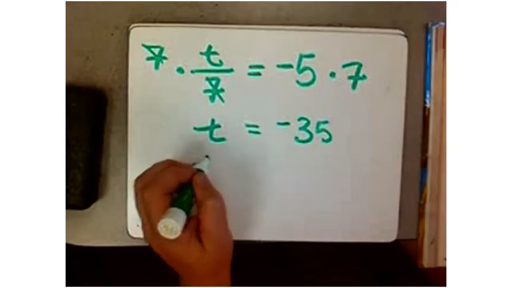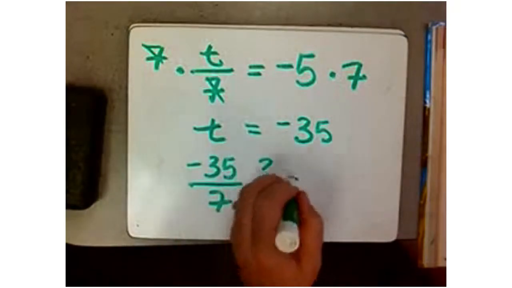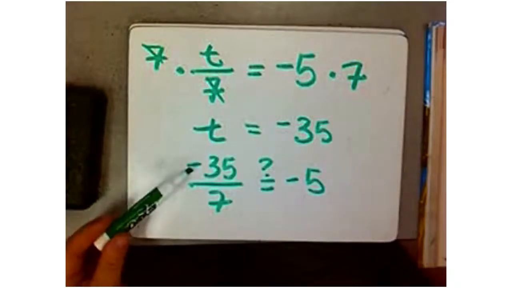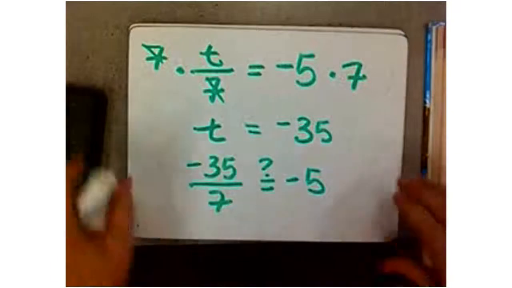If you check it, -35 divided by 7, does that equal -5? And sure enough, -35 divided by 7 is -5, isn't it? So we did it right.